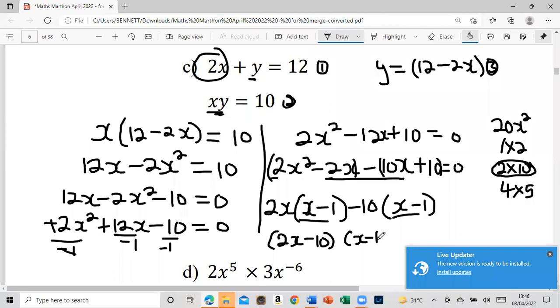This is probably the longest one. All right? And remember that equals 0. So guys, just solve for this. You separate them now. 2x minus 10 equals 0 and x minus 1 equals 0. You solve for both of them there, right? So you're going to get two solutions for this.